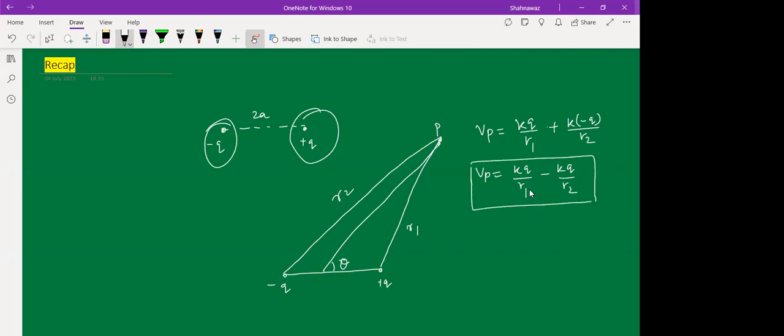Yes, sir. Now we have to just simplify this R1 and R2. So just look at this diagram. This is theta. And how much is this distance? A, right? So this is A. And let us draw a perpendicular from this point. So this would be here. So this is a perpendicular, right? So you tell me that if this is A, and this is theta, then this would be what?